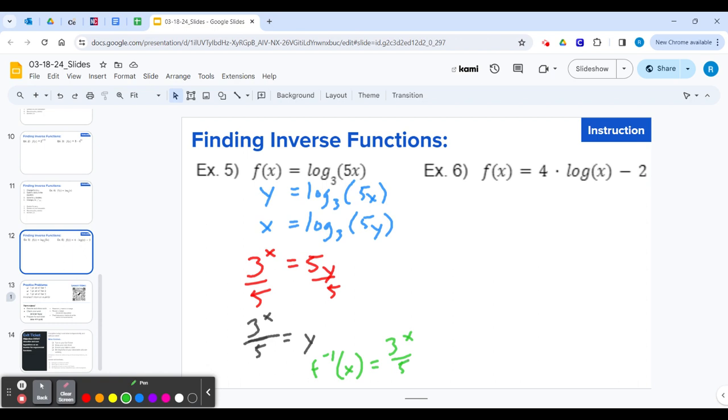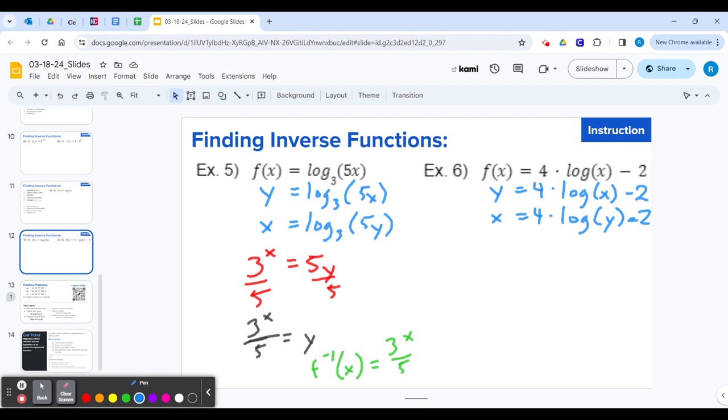All right, lastly, example 6. A couple of things happening here, but let's take care of these blue housekeeping steps. First, we go y equals 4 times log of x minus 2. And we'll switch that x and y around. So x equals 4 times log of y minus 2. Make sure that's a nice minus sign so we can see it nice and clean.